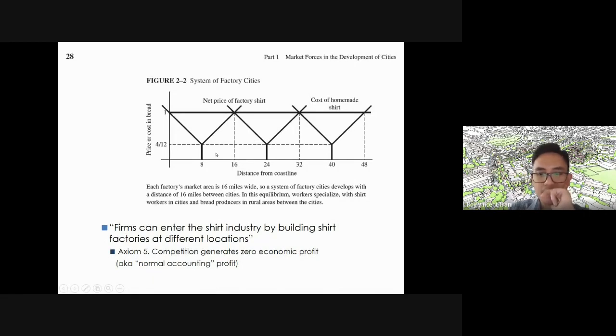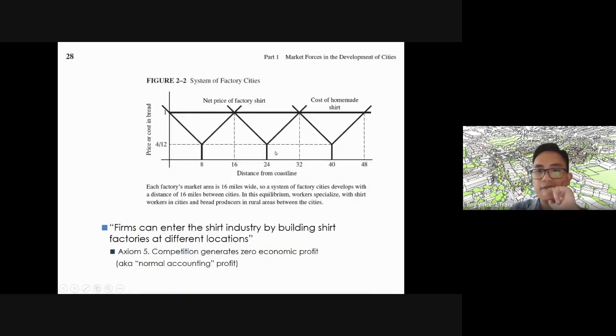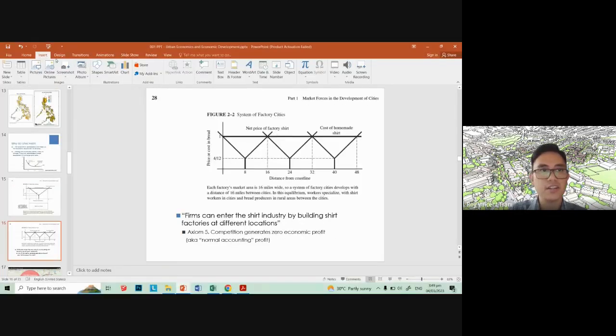But basically, the idea is that there's a breaking even point where the goods they produce are no longer profitable, so they stop their distribution at that point. In this case, the 8 miles, and then you'll have several factories of the same company located 8 miles from each other. So this connects with the fifth axiom that competition generates, quote-unquote, zero economic profit. So the zero point is here.